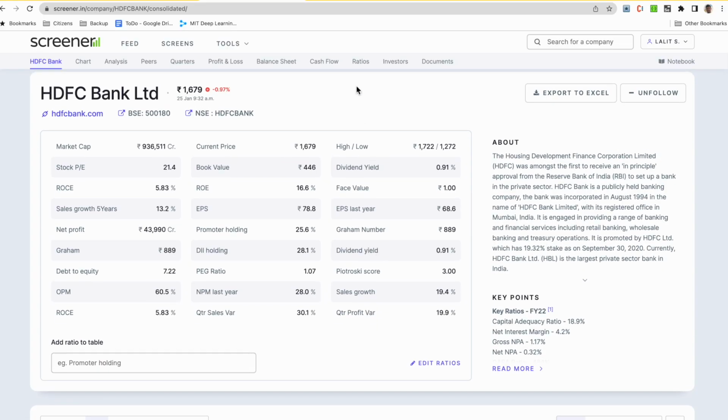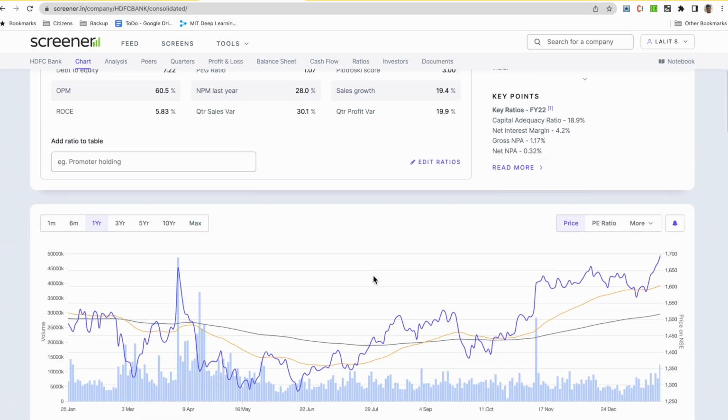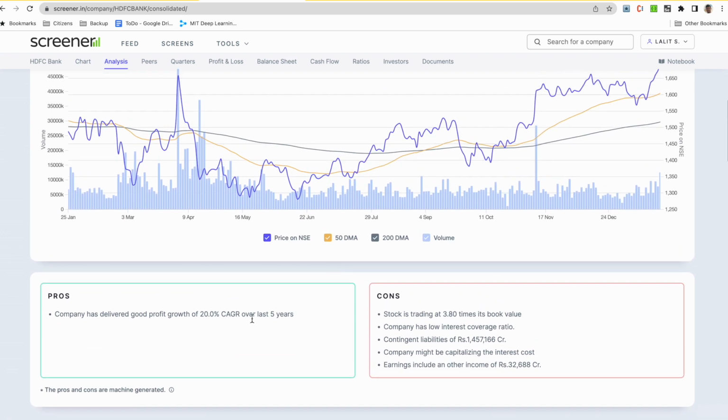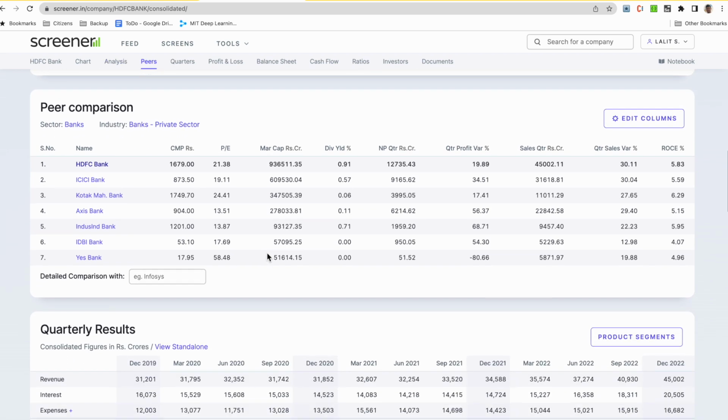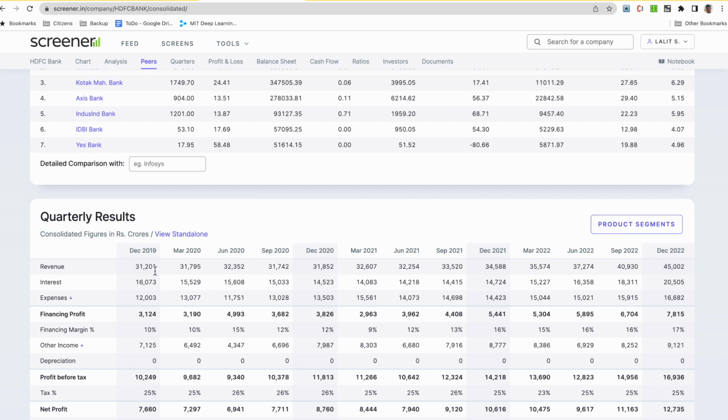So I quickly wanted to discuss how we can see all these various metrics. So we can put our own ratios here, and all these ratios we can see here in the screener. This is a very good site. So just wanted to put this also in perspective, that you can use this screener to see the various ratios which are there for a company. You can see some pros and cons. You can compare the PEs by doing the peer comparison here. You can see the quarterly results. Basically, you can see the revenue is growing. How it is growing, you can see from 31,000, it has become 45,000 in 3 years, let's say.